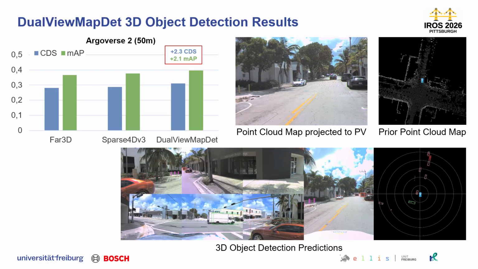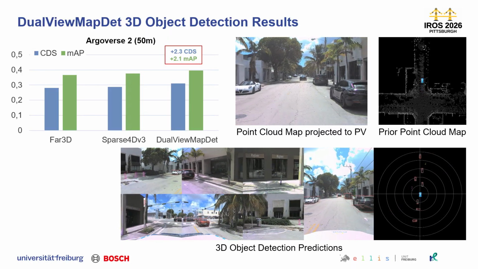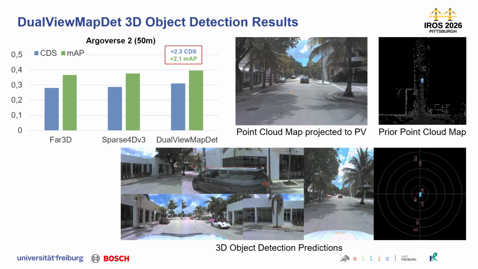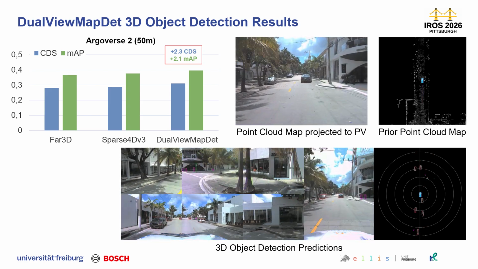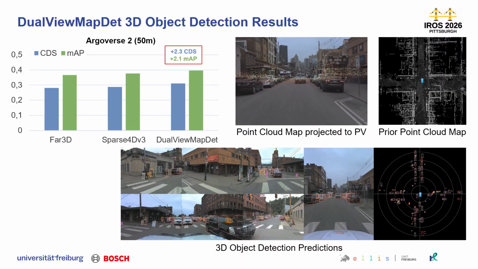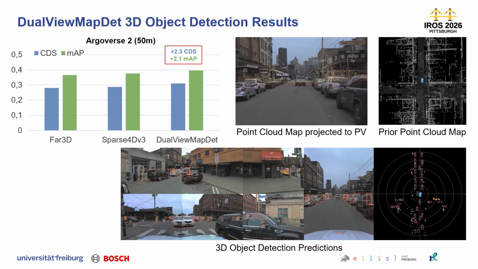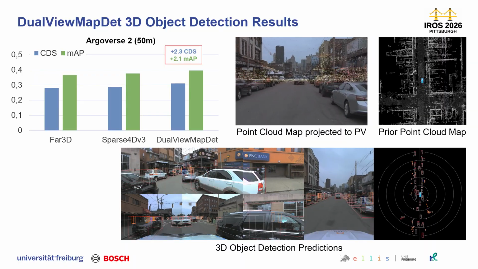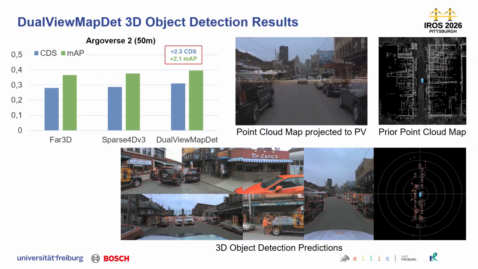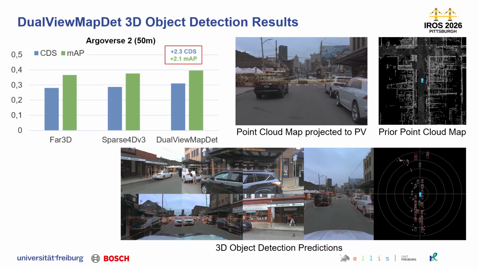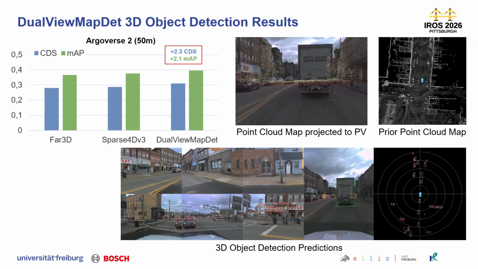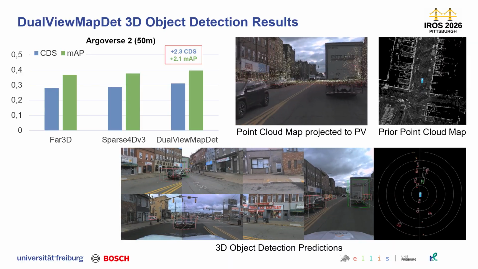On the right, we show qualitative results. At the top, the prior point cloud map is projected into the perspective image, where it provides sparse but accurate depth cues aligned with the camera view. Next to it, we show the prior point cloud map in bird's eye view. At the bottom, we visualize 3D object detection predictions both in all camera views and in bird's eye view. Predictions are color-coded by class, while ground truth boxes are shown in gray. The detections are generally well aligned with the scene structure and the ground truth boxes.